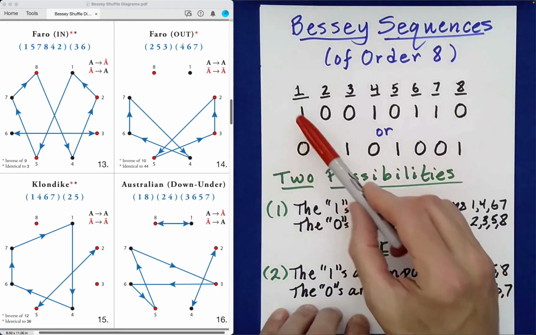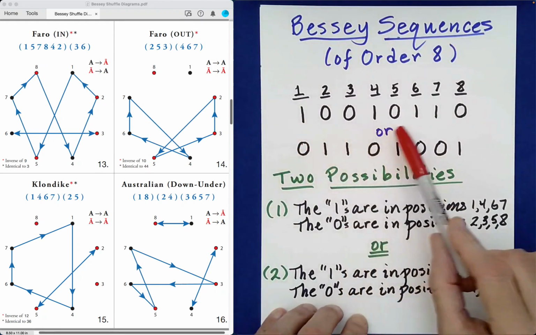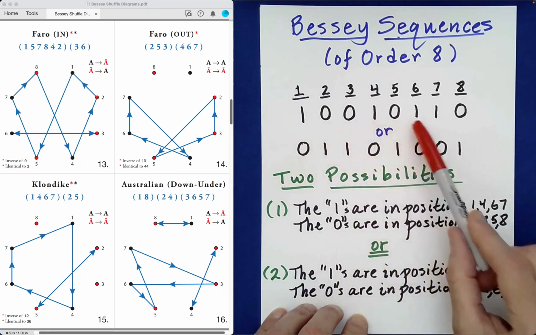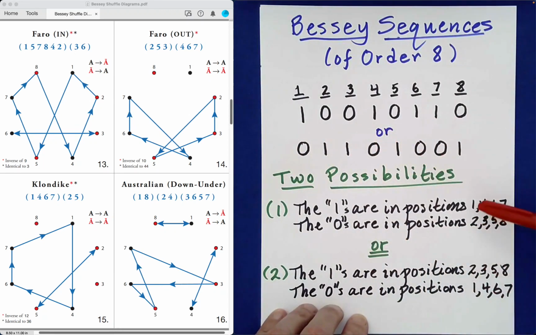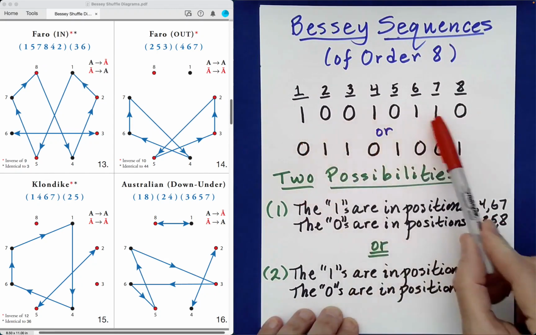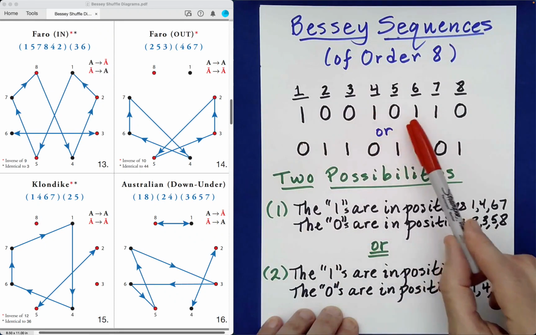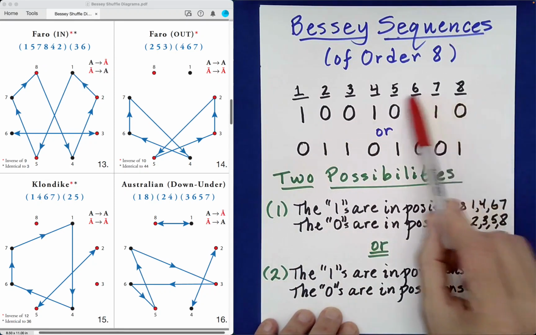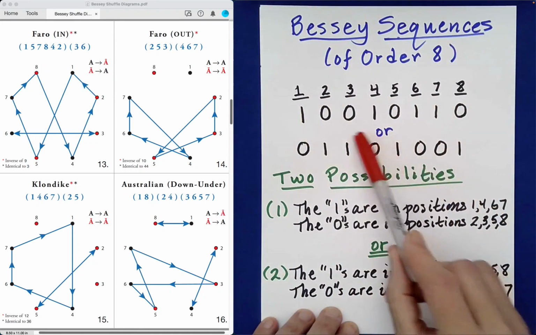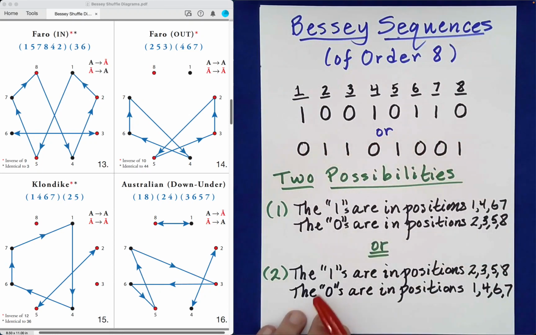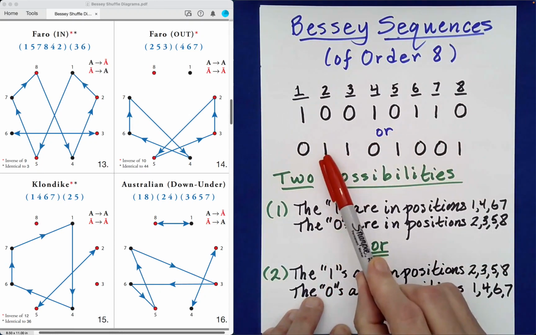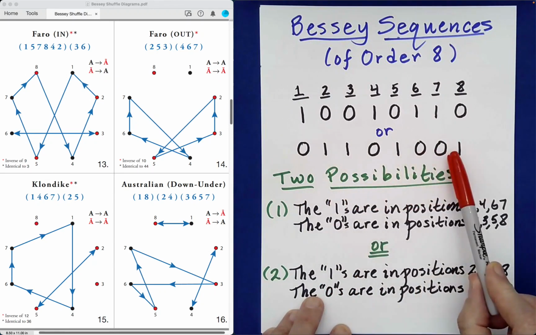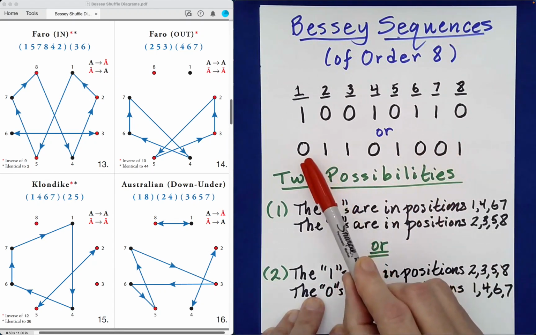Furthermore, let me emphasize that the Bessey sequence 1, 0, 0, 1, 0, 1, 1, 0 satisfies this first set of conditions, namely, the 1s are in positions 1, 4, 6, 7, and the 0s are in positions 2, 3, 5, 8. The inversion of this sequence results in that relationship reversing. Namely, the 1s are now in positions 2, 3, 5, 8, and the 0s are now in positions 1, 4, 6, 7.